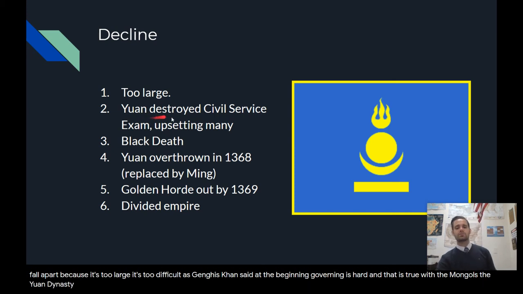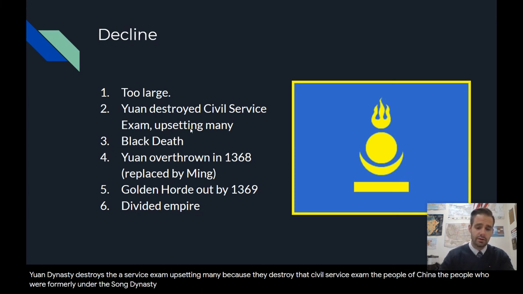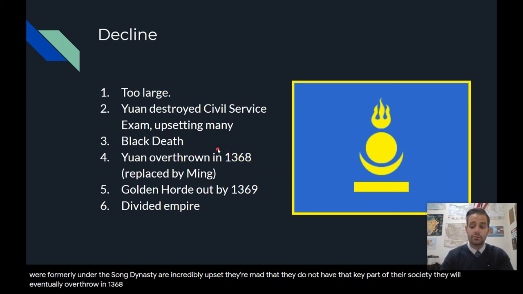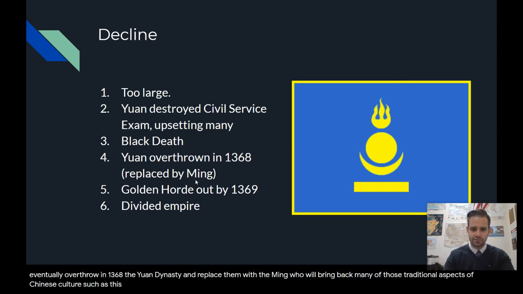The Yuan dynasty destroys the civil service exam, upsetting many. Because they destroy that civil service exam, the people of China, the people who were formerly under the Song dynasty, are incredibly upset. They're mad that they do not have that key part of their society. They will eventually overthrow the Yuan dynasty in 1368 and replace them with the Ming, who will bring back many of those traditional aspects of Chinese culture, such as the civil service exam. We'll talk about that a little bit more when we talk about the Ming dynasty in later units.